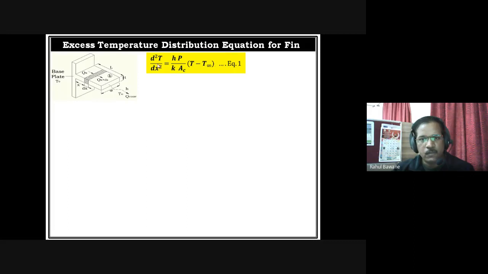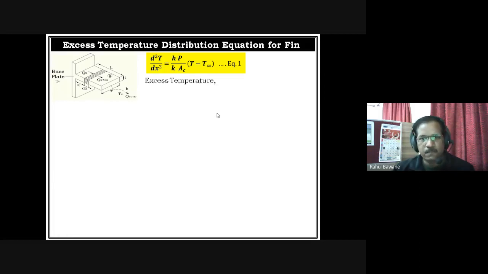So what are the terms? h is the convective coefficient of the surrounding fluid, P is the perimeter of that fin, K is the thermal conductivity of that fin material, and A is the cross section of that fin. T is the temperature of that particular section element, and T infinity is the temperature of the surrounding fluid.